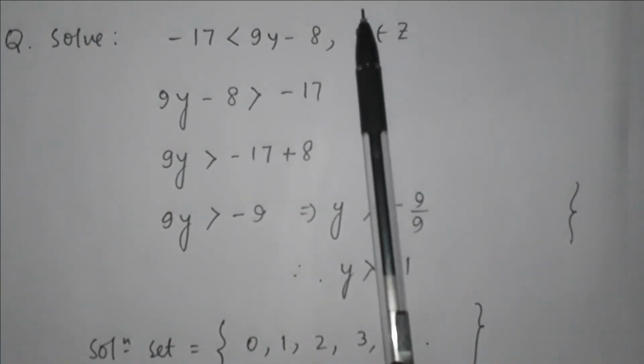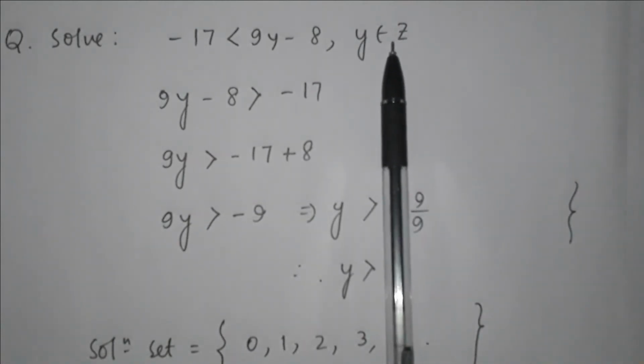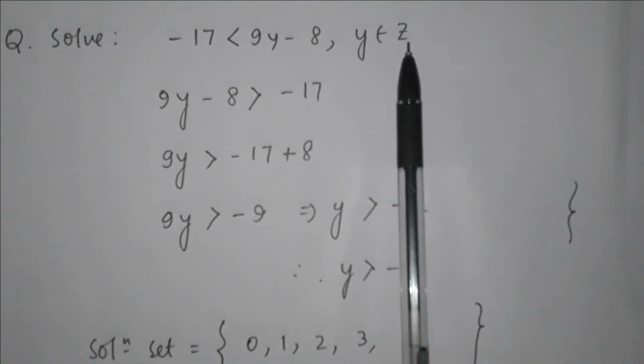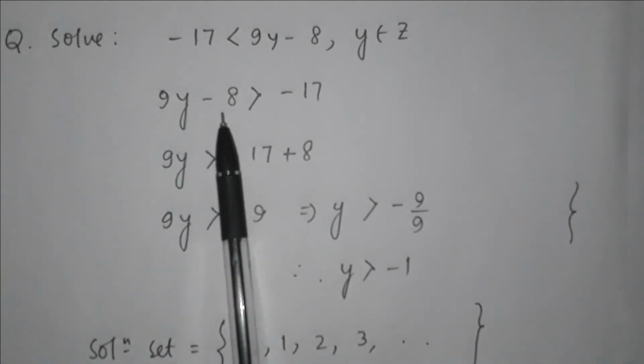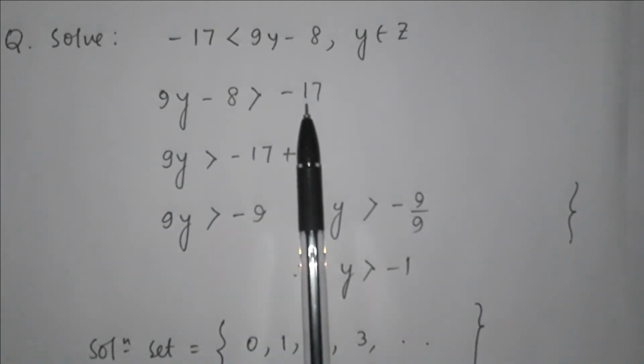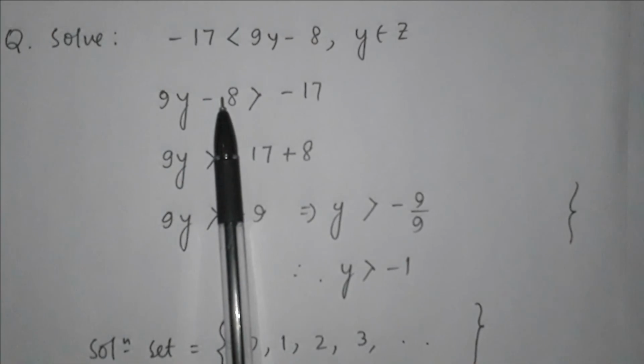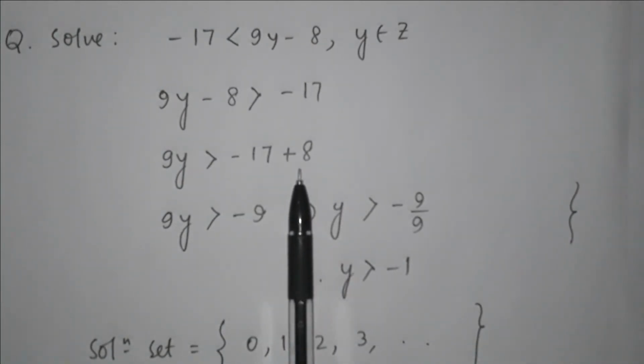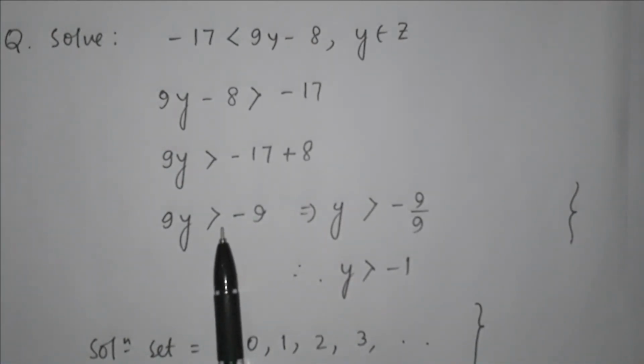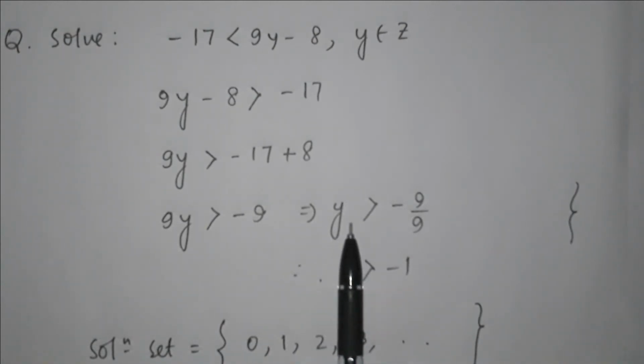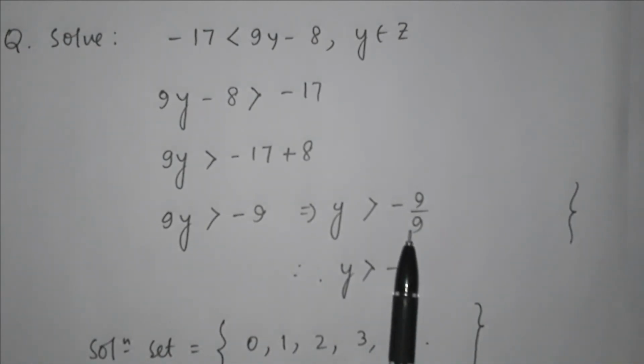Here y belongs to Z. This is the replacement set. y belongs to the set of integers. So we write 9y minus 8 greater than minus 17. So if you take minus 8 to the other side, this will become plus 8. So 9y is greater than minus 9. It implies y is greater than minus 9 by 9. Therefore, y is greater than minus 1. Greater than minus 1, the integers are 0, 1, 2, 3 and so on. Therefore, the solution set is 0, 1, 2, 3 and so on.